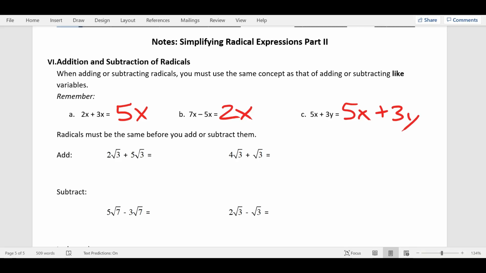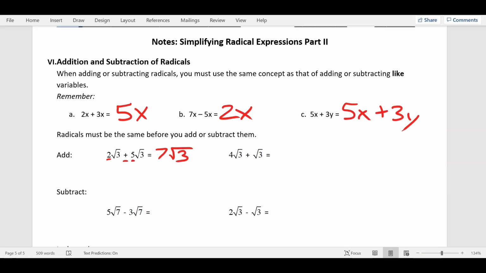Now, square roots are the same idea. 2 square root of 3 plus 5 square root of 3 is how many square root of 3? Yeah, so 2 plus 5 out front is 7. Square root, not 6, not 9. The square root stays the same, okay? Just like when you had x's, the x stayed the same, right? So when you add and subtract, the square root sign stays the exact same. Cool? So 2 square root of 3 plus 5 square root of 3 is 7 square root of 3.